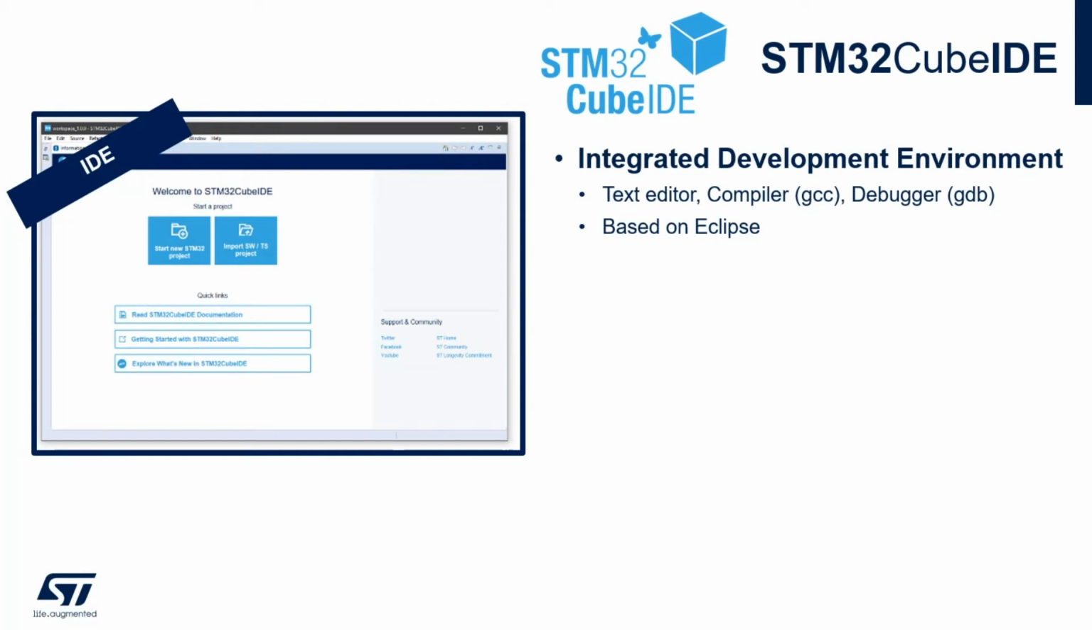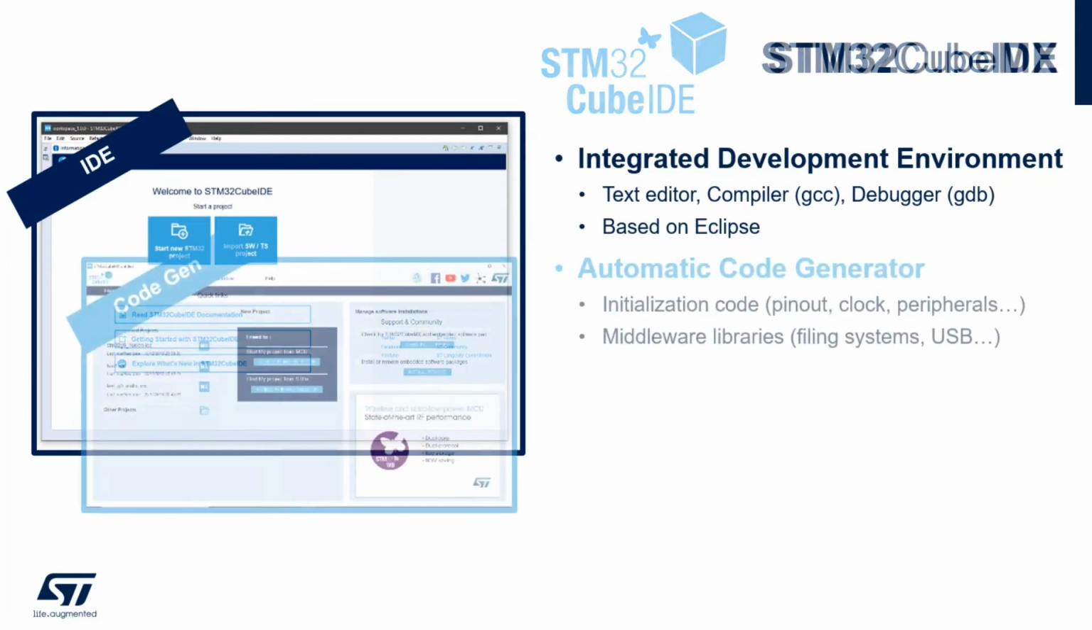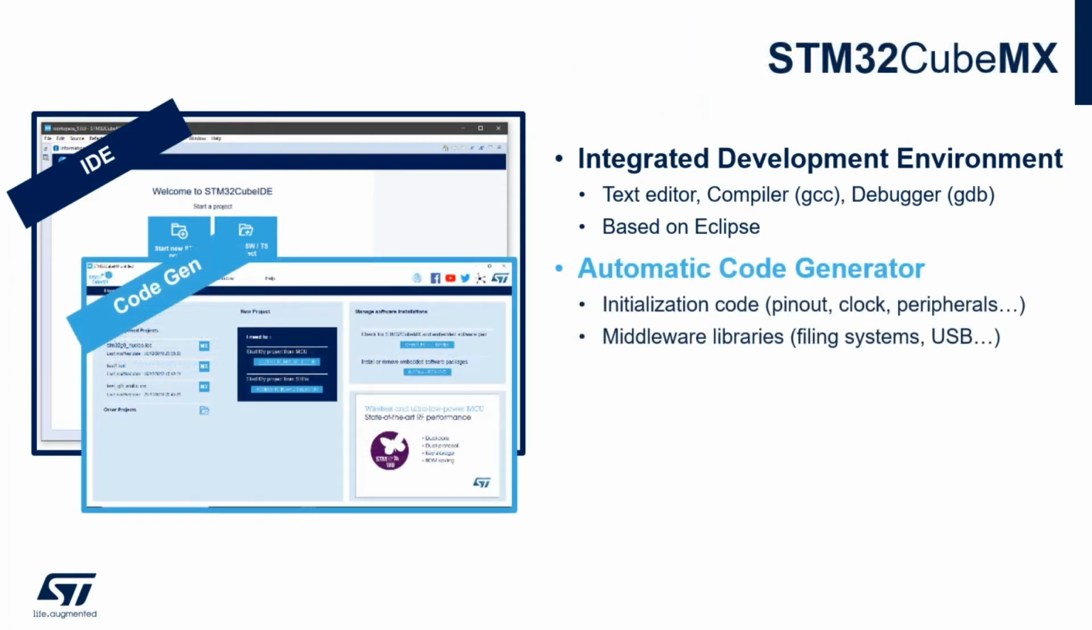STM32Cube IDE is an integrated development environment based on Eclipse. It includes a text editor, a compiler, GCC, and a debugger, GDB. STM32Cube IDE embeds STM32CubeMX, which is the automatic initialization code generator.